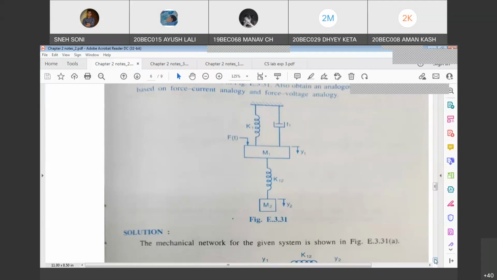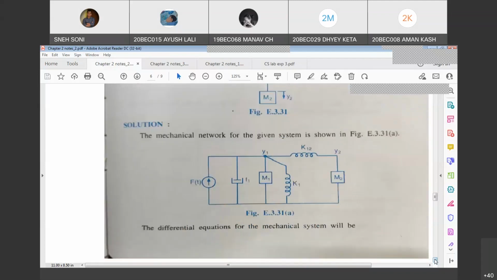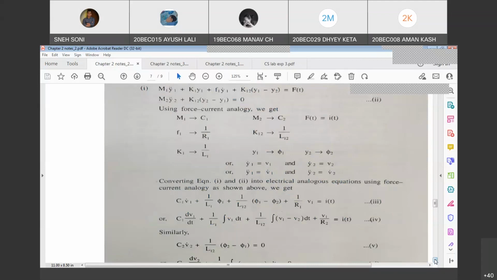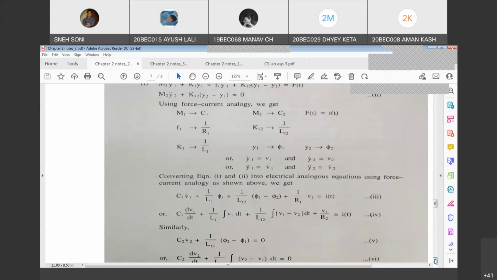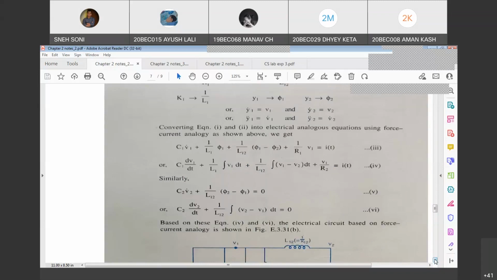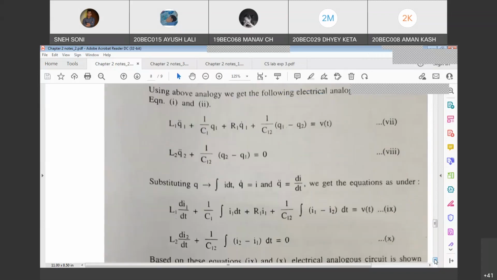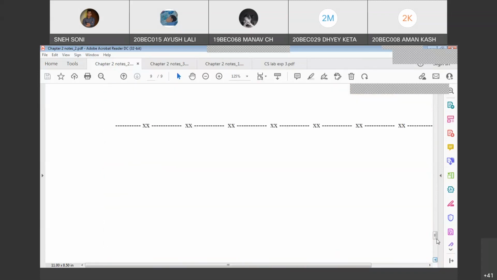You have to first derive the differential equations. As per the question, here they have asked force current first and then force voltage. So you have to replace the terms from the table of force current and force voltage, and after that draw the corresponding electrical circuit. If you recall the solution, we understood how to draw the nodal diagram, how to derive these differential equations, and how to convert them into corresponding electrical KVL and KCL equations. And after that, we drew the corresponding force current analogy circuit and force voltage analogy circuit. So any doubt in this, friends?